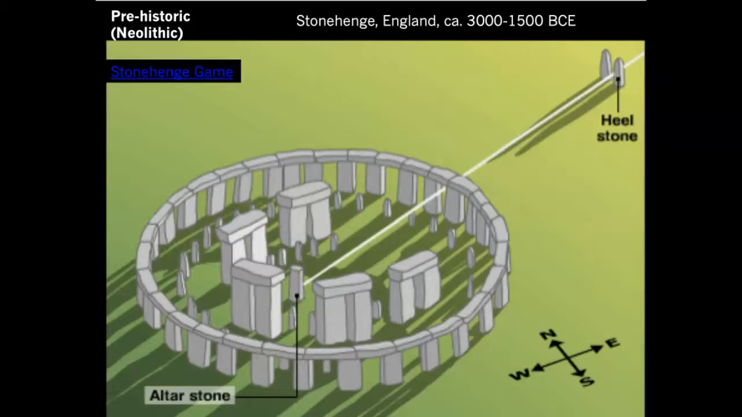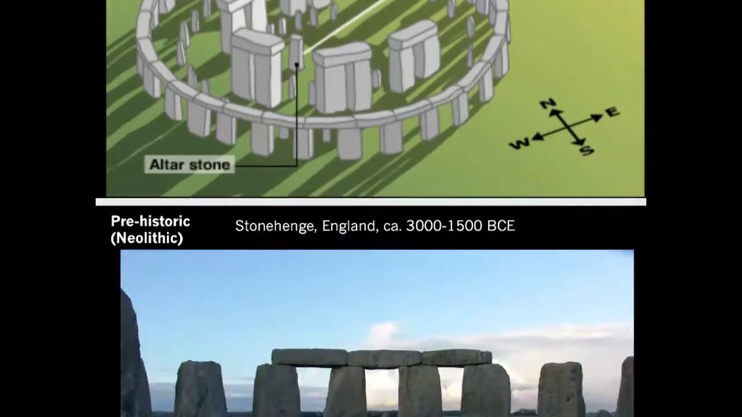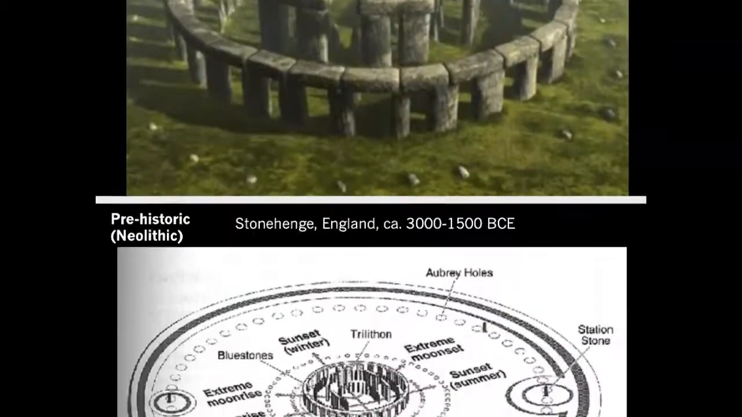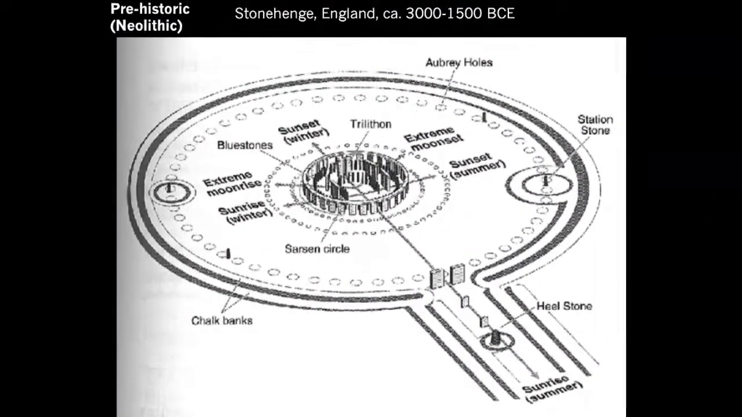In fact, if you were to consider all of the constellations and movements of the sun, this is a map showing you how the stones line up with not only the sunrise of the summer solstice, but the sunrise of the winter solstice, the sunset of the summer solstice, the sunset of the winter solstice, and a moonrise and a moonset.